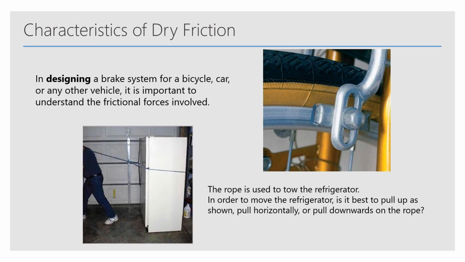Here we see this example where the rope is being used to pull the refrigerator. In order to pull the refrigerator, it's best that they pull it up, horizontally, or downwards. The use of different equilibrium equations and frictional force equations is what we can use to determine which direction force must be used to keep something from moving or to push past frictional forces that are being applied to an object.